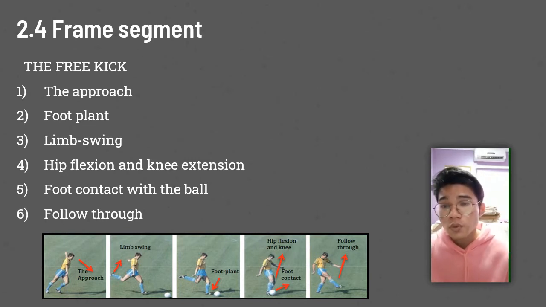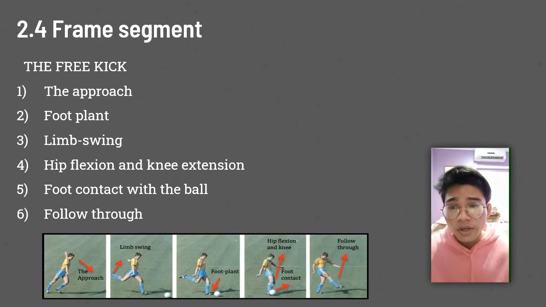For the limb swing, this stage happens almost simultaneously with the foot plant. The stage focuses on the backward leg swing in preparation to make contact with the ball.